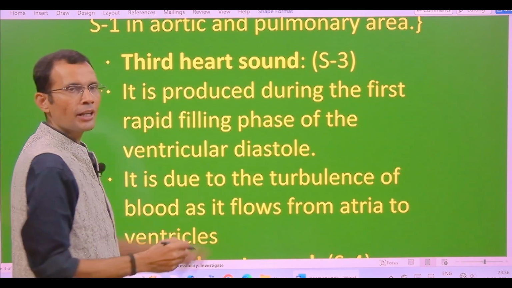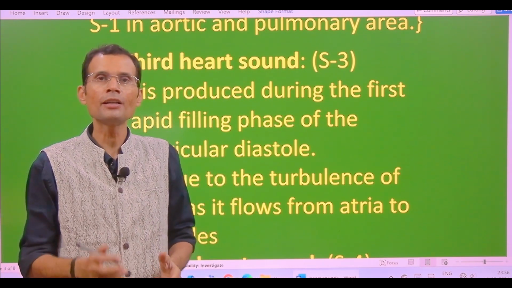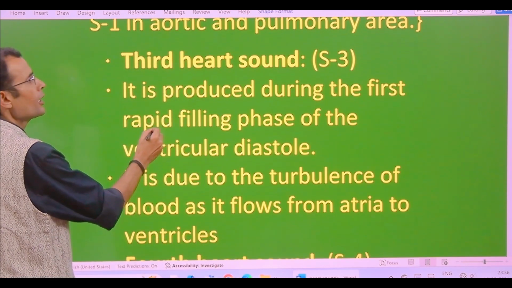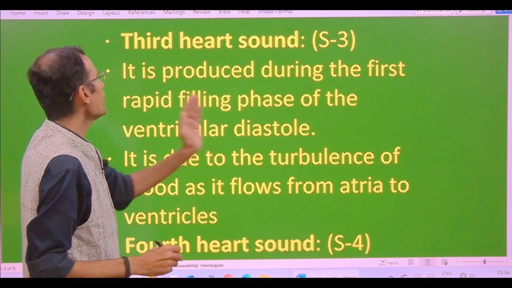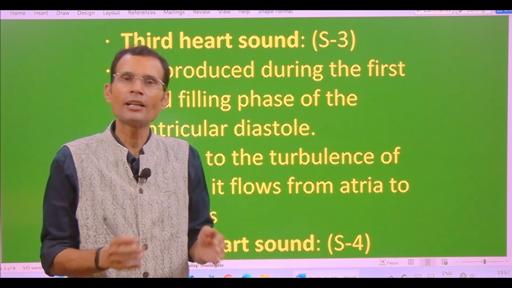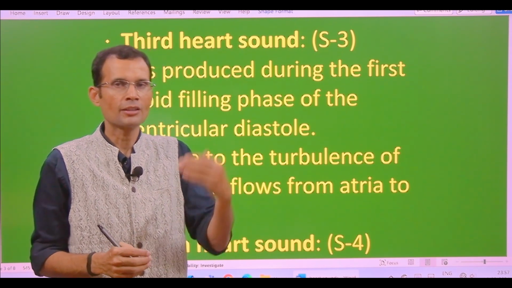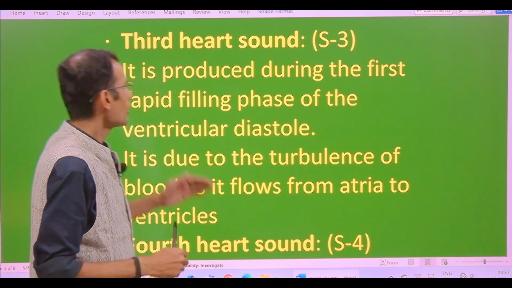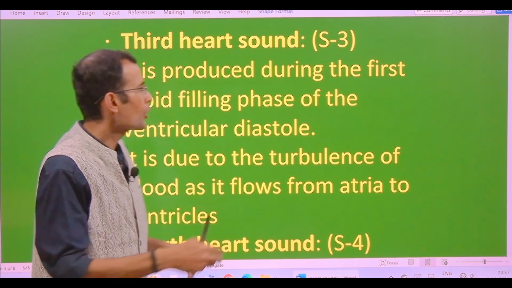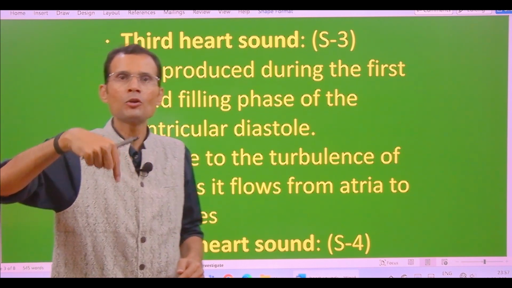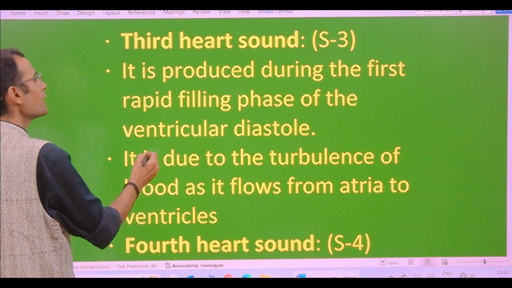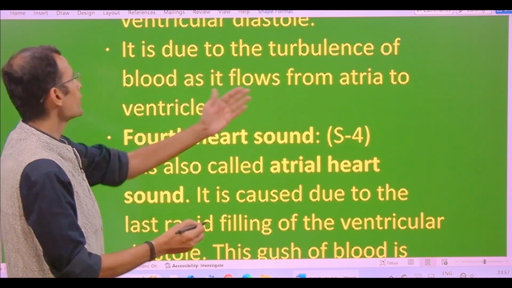Okay, and how do you recognize S1 and S2? We have done that already. No lubb dub, but with the carotid pulse. Okay, now third heart sound. It is produced during the first rapid filling. So as the diastole starts, ventricular diastole, there is first rapid filling, diastasis, and last rapid filling. First rapid filling produces S3. Because it's a rapid filling, the blood goes with a certain turbulence from atria to ventricles, and that produces S3. And it is due to the turbulence of blood.